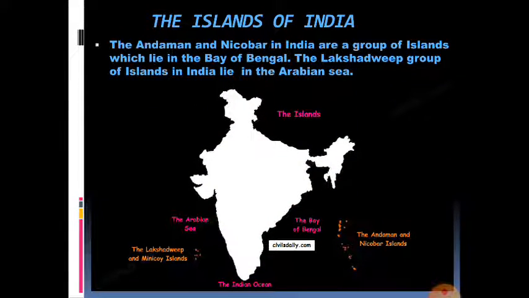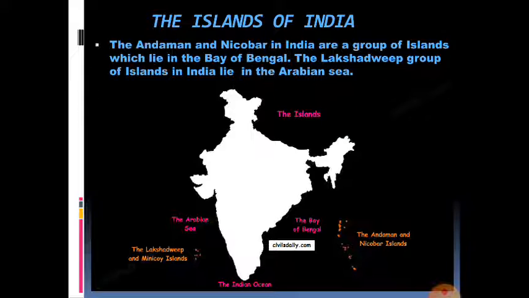The islands of India, the famous islands of India. Now let's study. The Andaman and Nicobar in India are a group of islands which lie in the Bay of Bengal. Bay of Bengal means the east side of India, and the island is Andaman and Nicobar. The Lakshadweep group of islands in India lie in the Arabian Sea and it is to the west of India. Can you see in the picture?